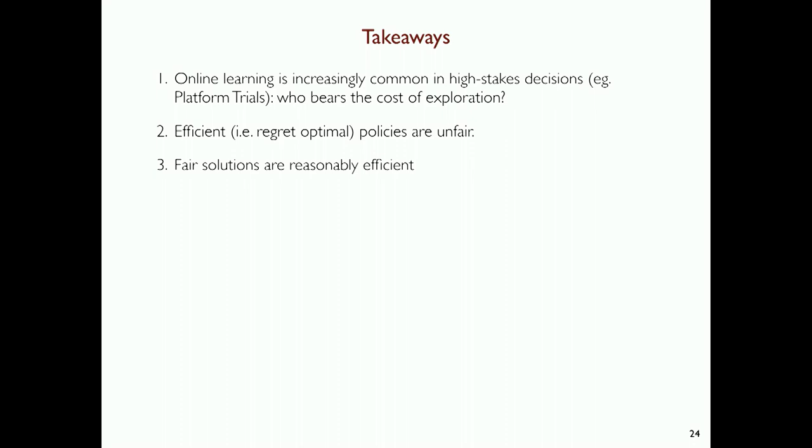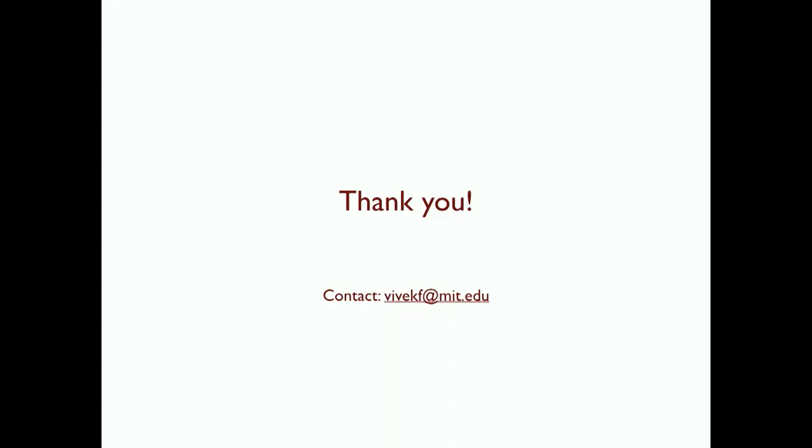There were two big points that we saw. One, if you stick with the current way of doing these things, which is basically regret optimal policies, these policies can be quite unfair. And there's a structural reason for why this unfairness exists. It's not some random empirical fact. But then on the positive side, fair solutions are actually reasonably efficient, and you can actually do these things. Okay, so let me quit here with 10 seconds left. Thank you.